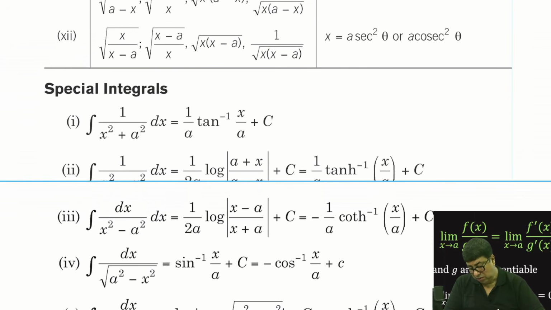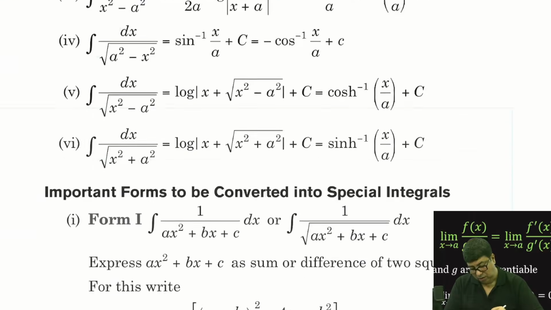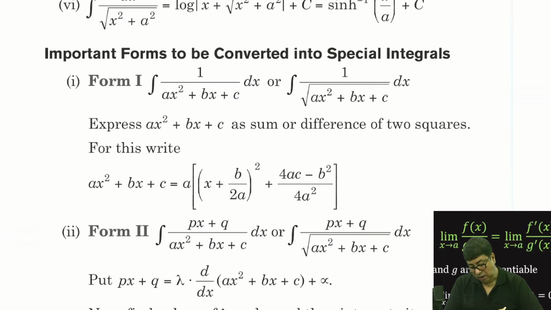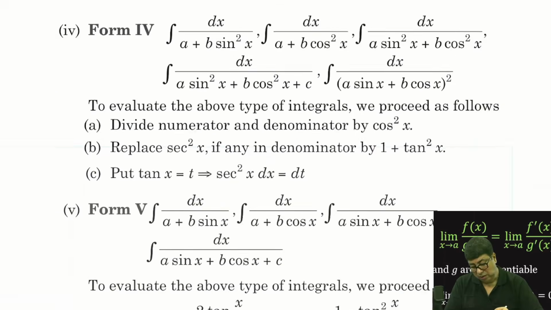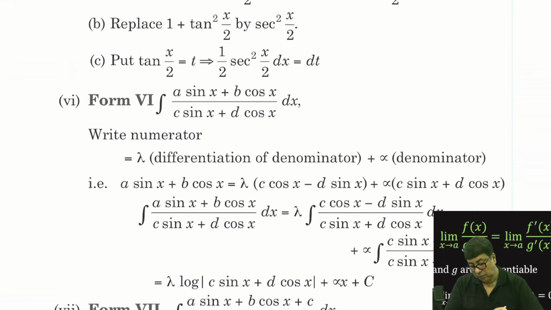Now, these 6 are the most important formulas, everybody. These are the most important formulas, and the main formulas are of this type, with denominator ax plus b. So in this case, everybody see this, numerator equal to the derivative of the denominator.